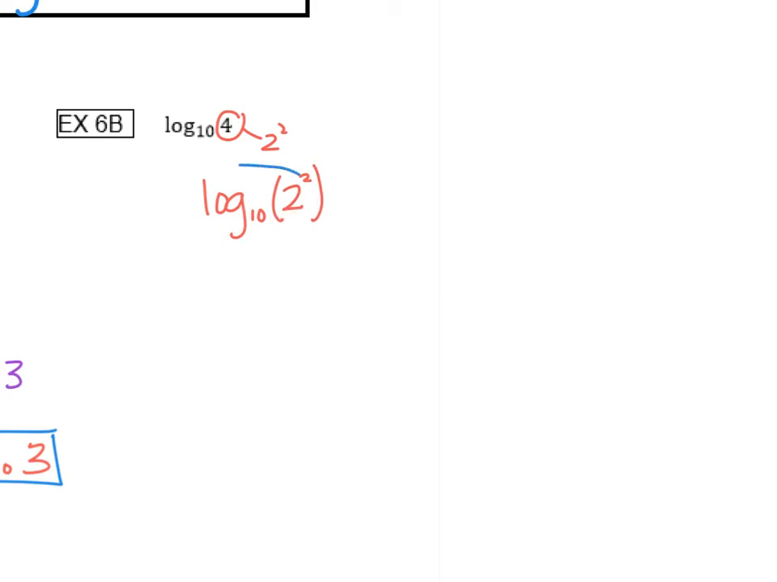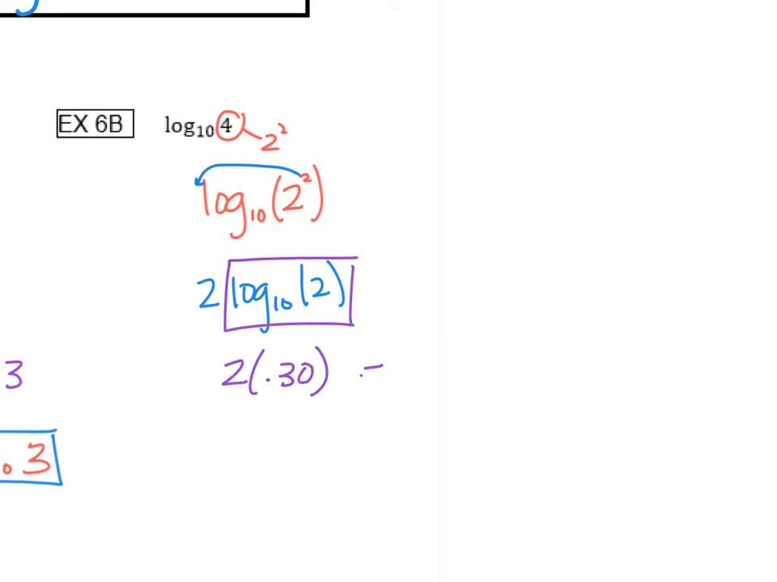We're going to use one of our laws that says exponent goes out front, so 2 times the log base 10 of 2. And then we know that log base 10 of 2, we will replace with 0.30. So it's 2 times 0.30 to give us 0.60 for our final answer.